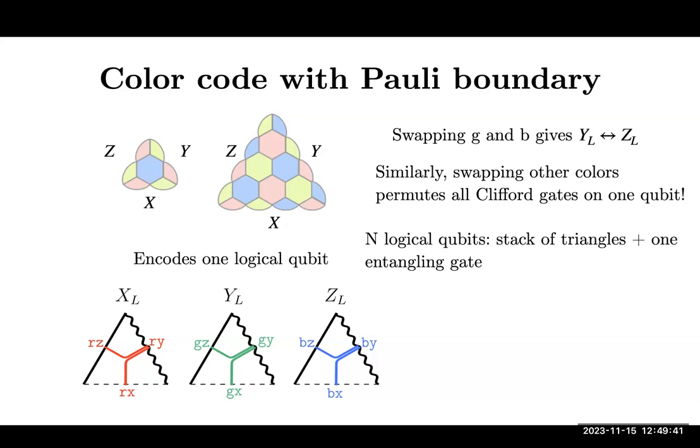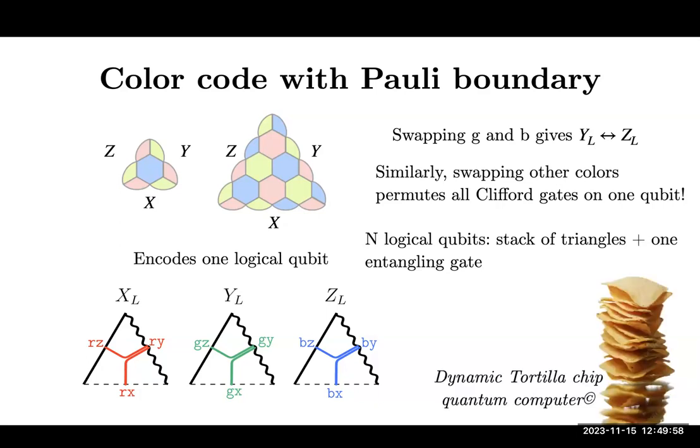And how would you move on to n logical qubits? Well, you would just have a stack of these triangles. And it turns out that there's a measurement sequence that couples the 2 triangles together that performs an entanglement. So you can think of this like a stack of tortilla chips, and then you can somehow get a quantum computer.